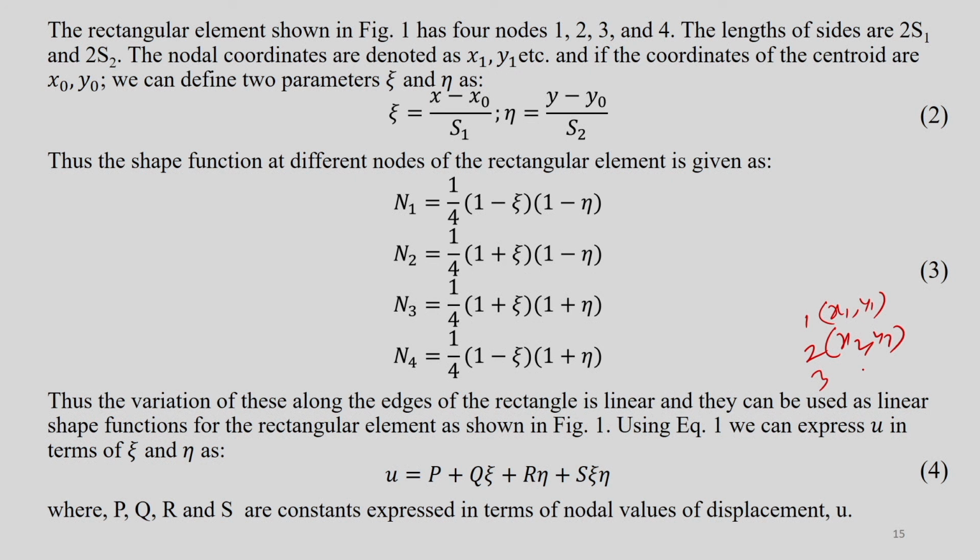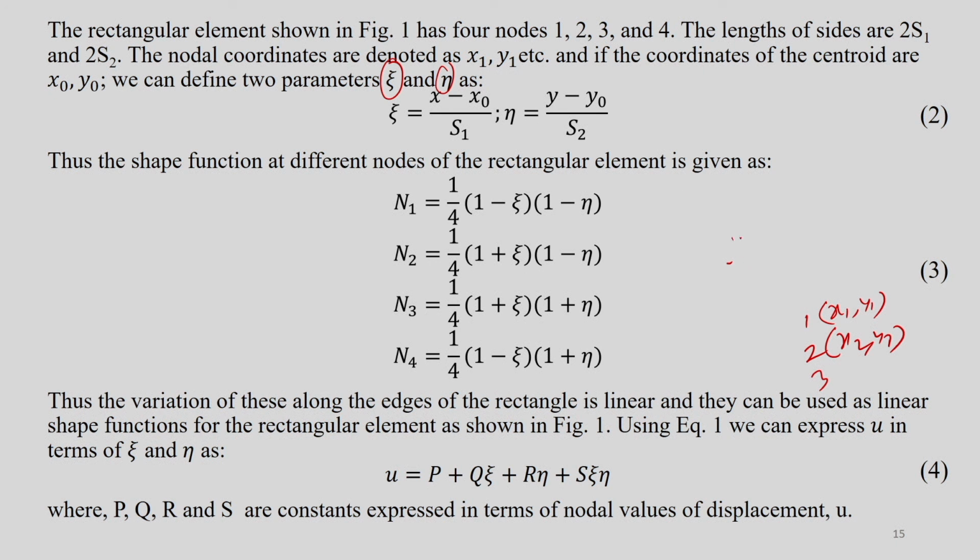Now, suppose the coordinates of the centroid are x0, y0. Then we can define the two parameters xi and eta in such a way that xi equals x minus x0 divided by S1, and eta equals y minus y0 divided by S2. So xi and eta can be mapped in this way.